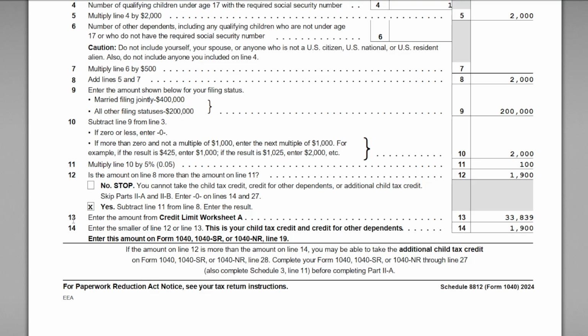So we go back to line 13, enter the amount for worksheet A, 33,839, and on line 14, enter the smaller of line 12 or line 13. This is going to be the child tax credit and credit for other dependents if you have them. The smaller amount here is the $1,900, right? We have sufficient taxes on our taxable income to be able to use all the credit. So $1,900 is the CTC amount. So we can go back to our Form 1040 and report this figure on line 19.